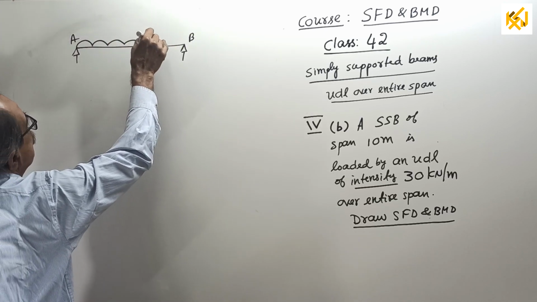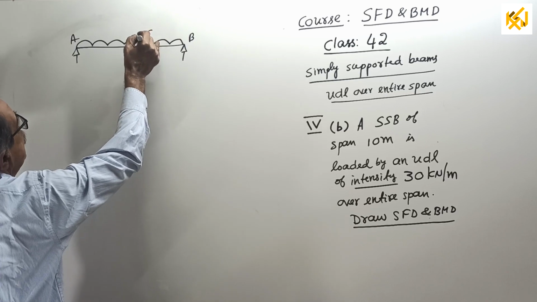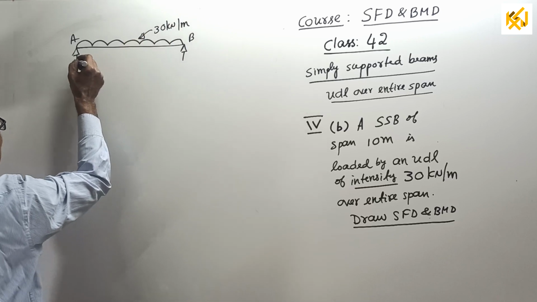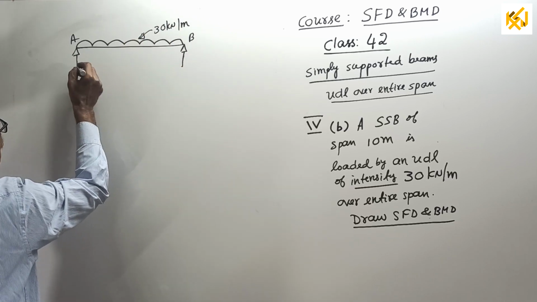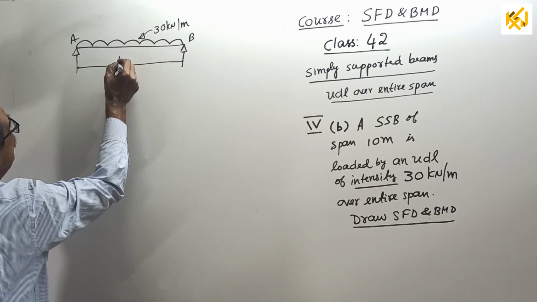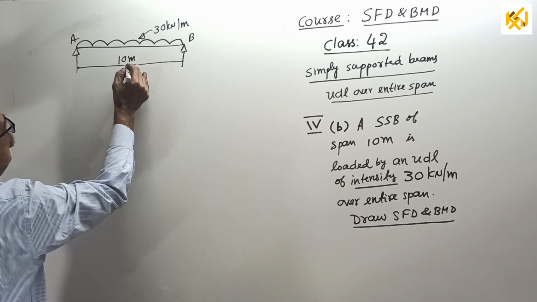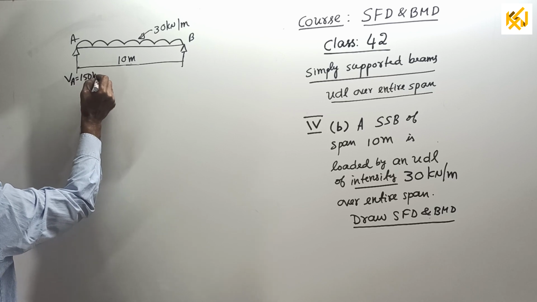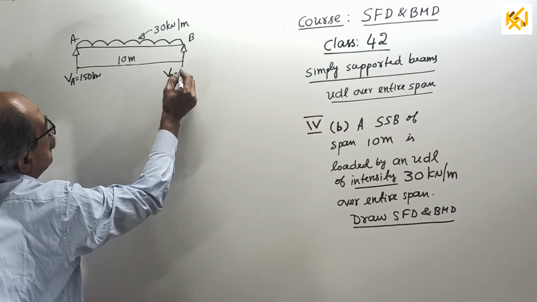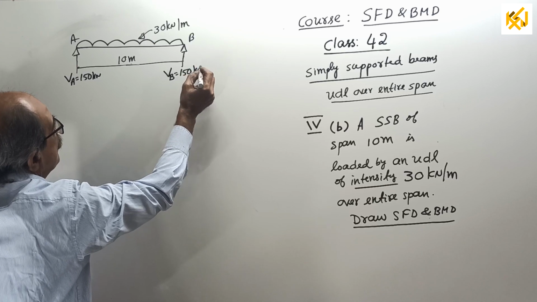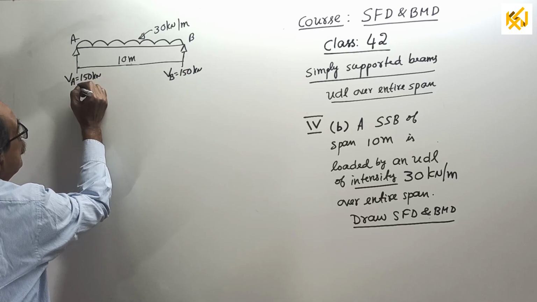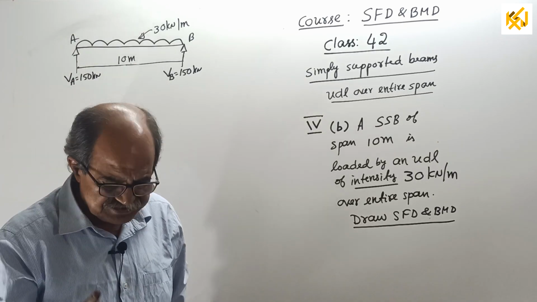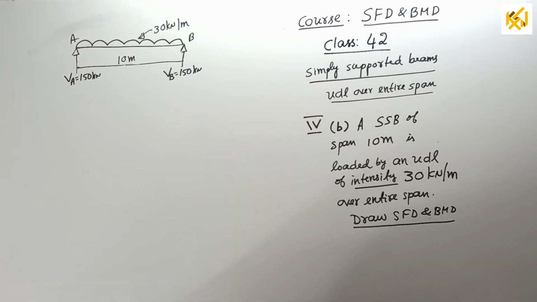The UDL is 30 kilonewton per meter. Never look at the previous question, never see WL and so on. Do it as an independent question. This is 10 meter. Then we know reaction VA equals 150 kilonewton, reaction VB also equals 150 kilonewton. I told you to solve it systematically, so I am also going systematically.